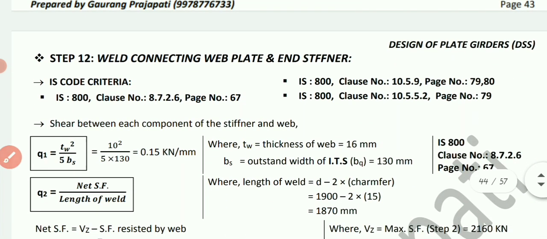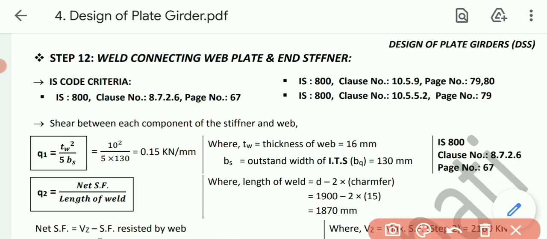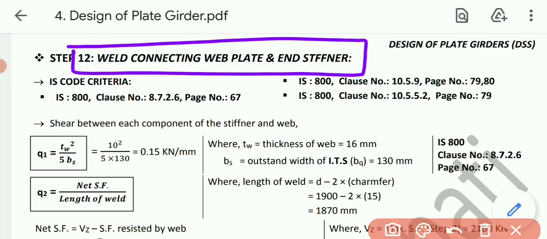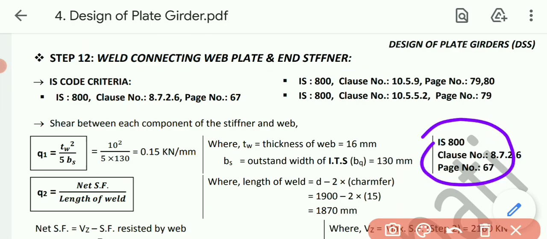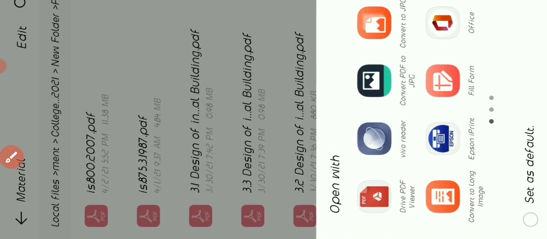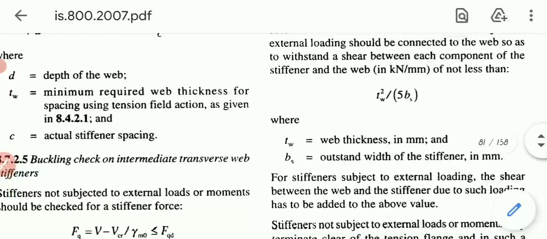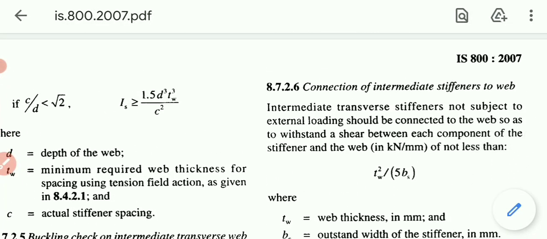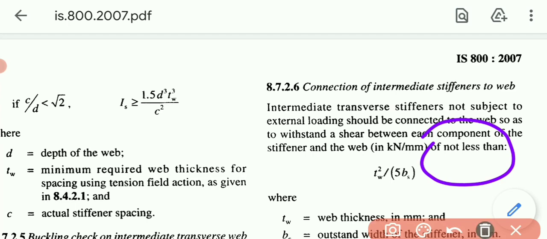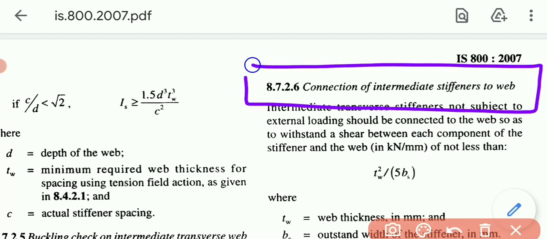And then the last one, that is the weld connecting web plate and end stiffener. So now we are going to design the welding connection between the web and stiffener. For that, on page number 67, let me take you to page number 67. Just a minute. On page number 67, our clause is there, that is 8.7.2.6. See, connection of intermediate stiffener to the web, and the formula stands for TW square divided by 5ES.